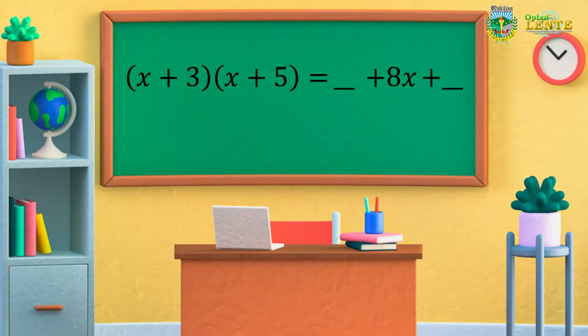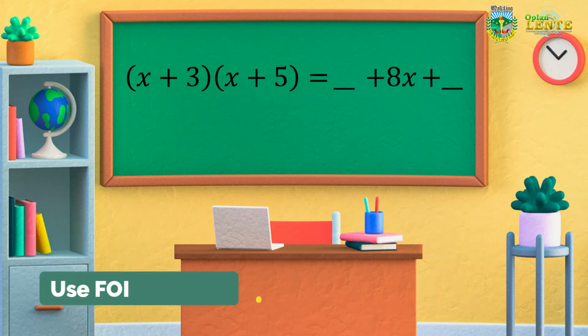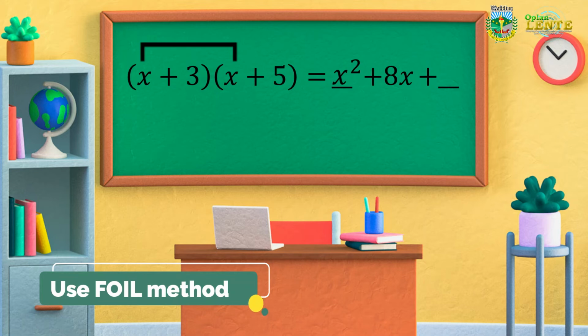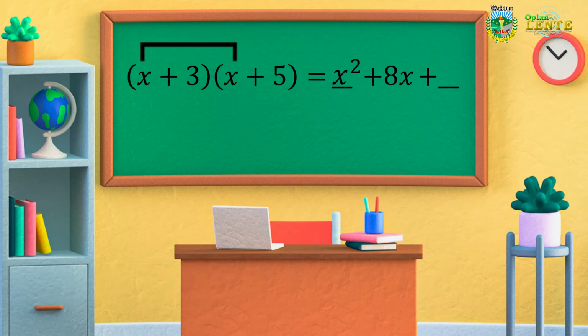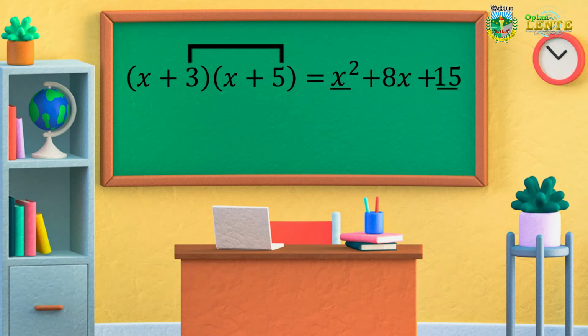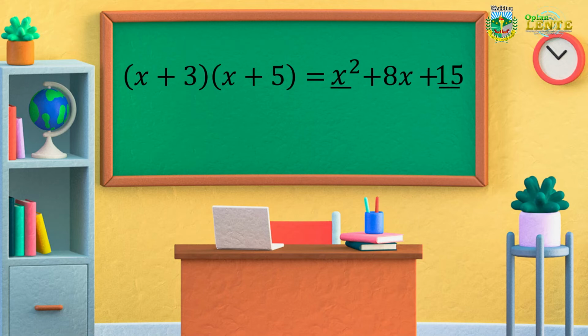Let's practice. Find the products of the following. Fill in the blanks the missing terms and signs respectively. Number 1. The quantity of x plus 3 times the quantity of x plus 5 equals blank plus 8x plus blank. Let us fill in the blanks the missing terms. Using the FOIL method, the answer for the first term is x squared. And for the last term, we have 15. Great! Our final answer is x squared plus 8x plus 15.